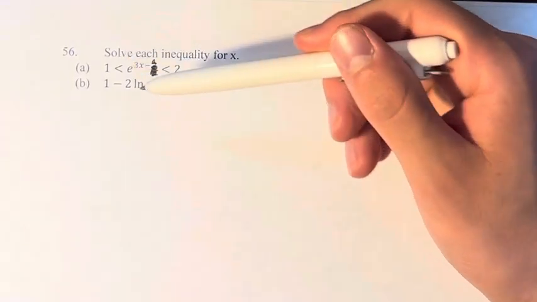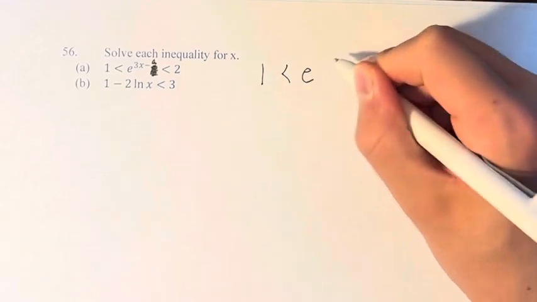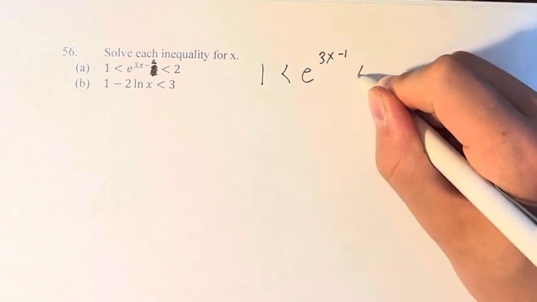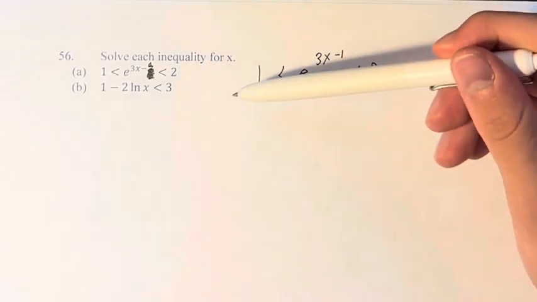In this problem, we're asked to solve each inequality for x. So in A, we have 1 is less than e^(3x-1) is less than 2. The easiest thing that we can do here is to take the natural log of all of these steps.